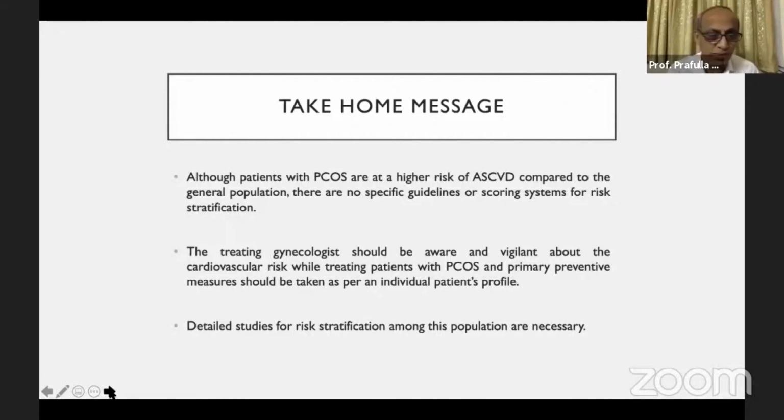And you should be able to, in the panel discussion, tell us whether you really have seen lots of coronary artery disease in your patient population.